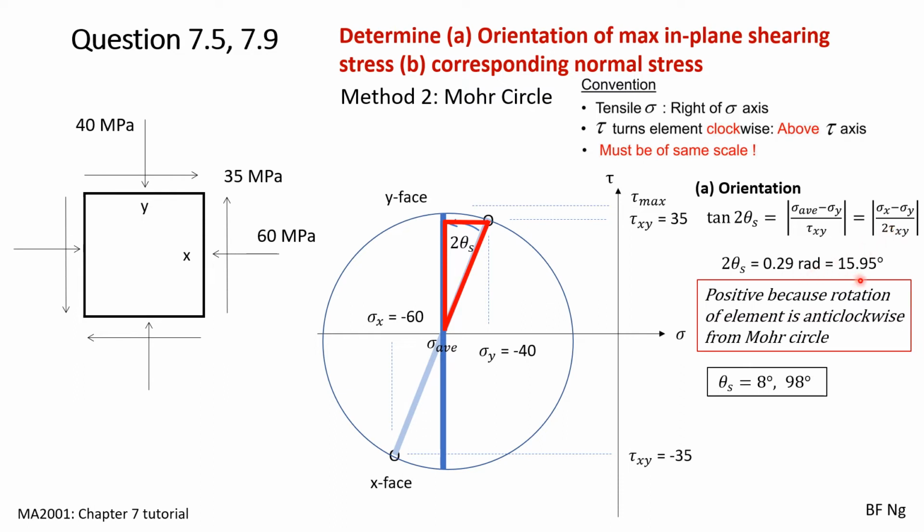Solving, we obtain 15.95 degrees for 2 theta s, and theta s is 8 degrees, and 8 degrees plus 90 degrees to become 98 degrees. Note that the rotation here is anti-clockwise. As such, 2 theta s is positive.